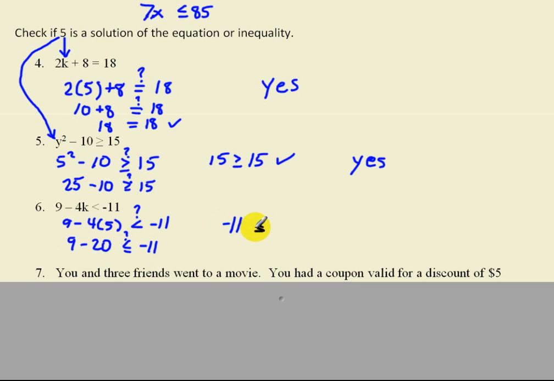Whoops, there's no equal then. Matter of fact, let me erase that to make it a little more readable. Is negative 11 less than negative 11? No, it is not. This is not a true inequality. So 5 is not a solution of this inequality. It is a solution for this equation and this inequality.